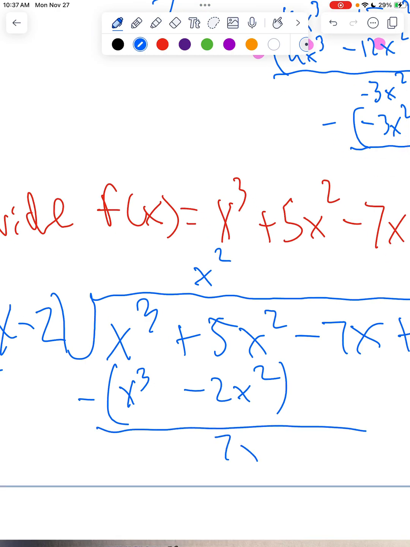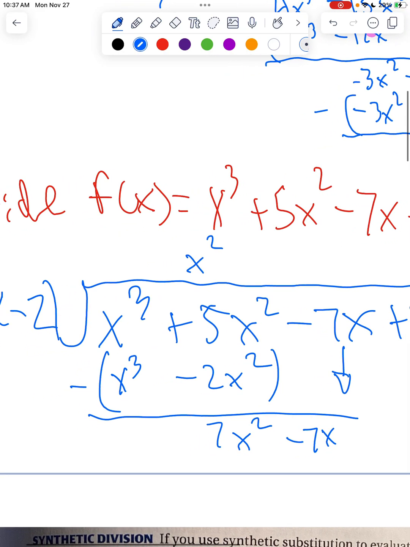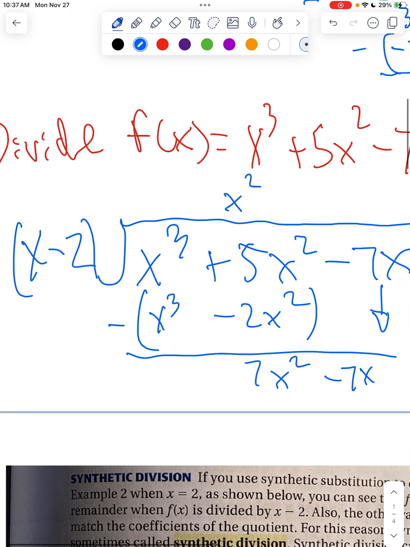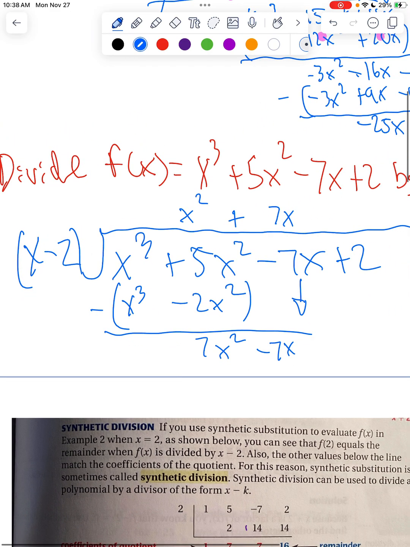So that's going to give me 7x squared, bring this down, minus 7x. Yep. And now I'm going to say, all right, I've got to eliminate 7x squared. Well, I'm going to choose 7x. So I'm going to get plus 7x, and now I'm going to multiply 7x squared plus 14, or excuse me, should be minus 14x. And then when I distribute my negative, it turns into a positive.